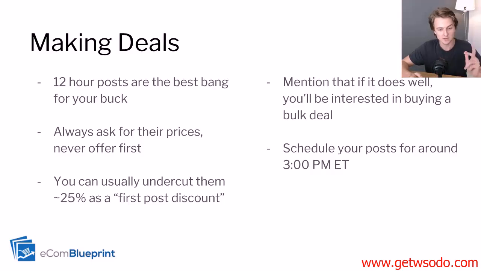Now, you always want to ask for their prices first. Don't offer first because you really don't know what their prices are. So always ask for their prices first and then undercut them. So usually I undercut them about 25%, and I say, can we do this for this price, 25% undercut, as a first post discount.